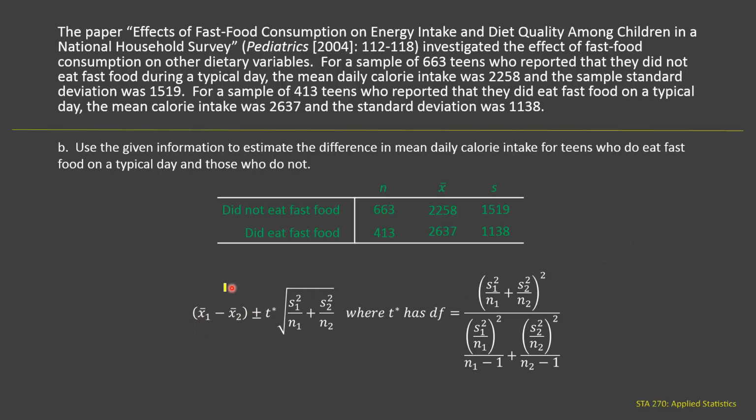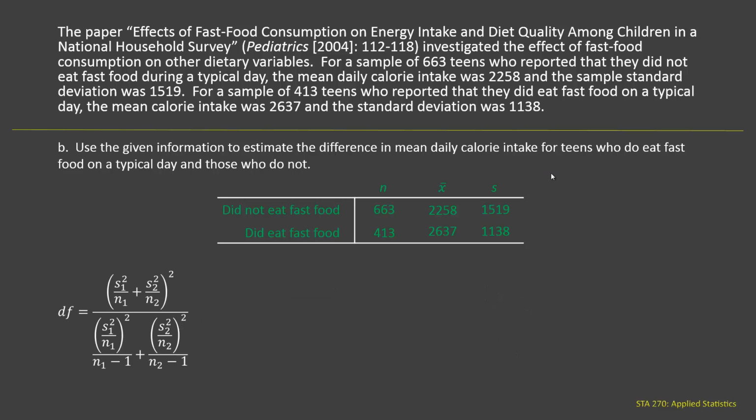We have our statistic, x bar 1 minus x bar 2, plus or minus a t star, our critical value, times the standard deviation of this statistic. The standard deviation of x bar 1 minus x bar 2 is this square root here. Now t star comes from a t-distribution that has this degrees of freedom. Not a very easy computation there. Just takes a little bit of time. So in order to find this t star, the critical value, we need to know the degrees of freedom. So let's go ahead and do the degrees of freedom first.